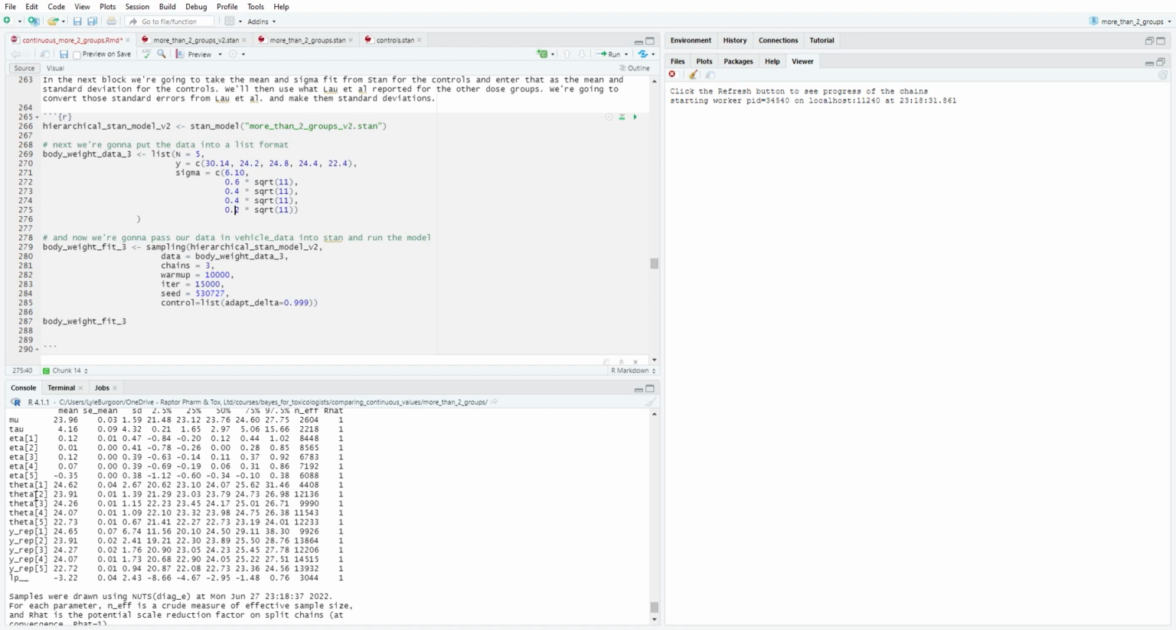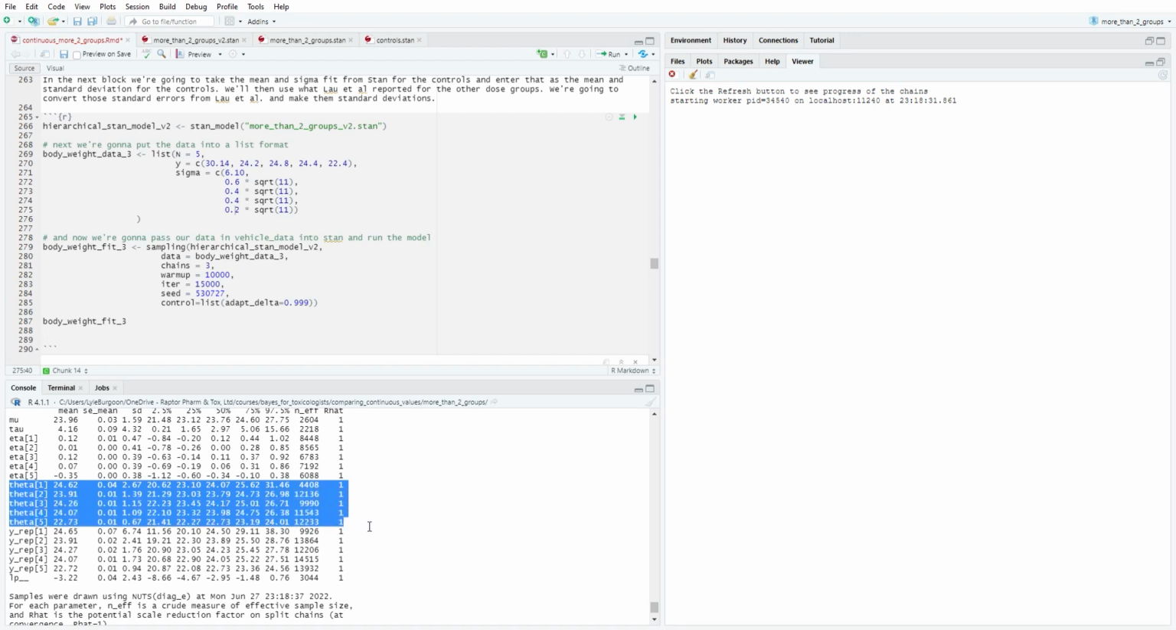And again, the thing that we actually care about is going to be theta. And there's theta. And these theta values, again, are the effect sizes that we actually care about. These y rep values, this is for us to validate the model if we want to. We can see that, yeah, pretty much we're getting the values that we would expect, right?